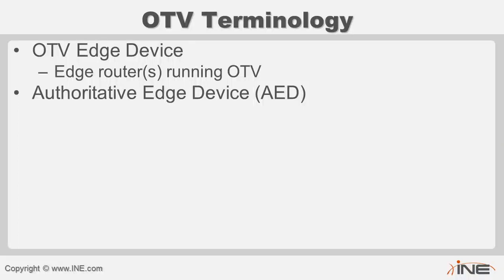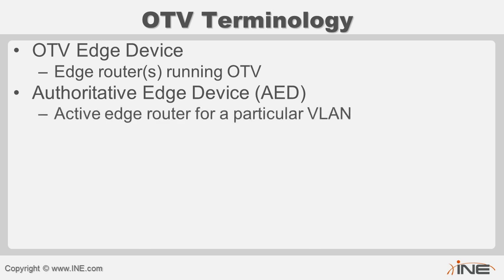Now, of these edge routers, we can actually have multiples of them. So we have not only the edge device, but we have what's known as the authoritative edge device, or the AED. Now, the AED is going to be used any time we have multiple edge routers for the purpose of redundancy, and we want to make sure that we have some load distribution between the two of them. So the AED is going to be essentially the active forwarder on a per VLAN basis that the OTV tunnel is trying to send the traffic across.